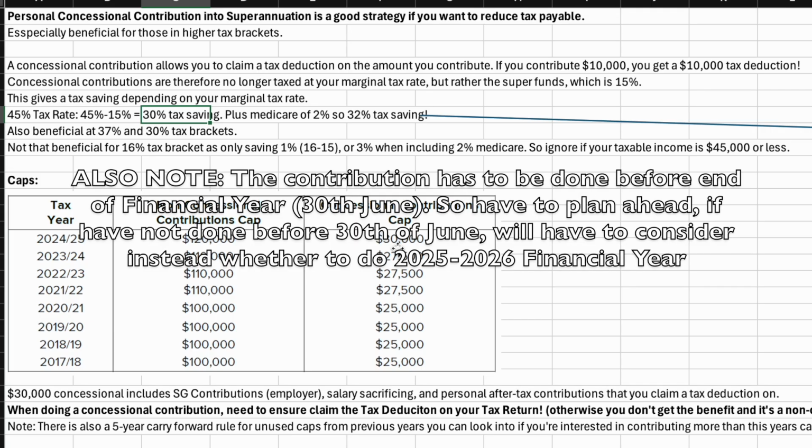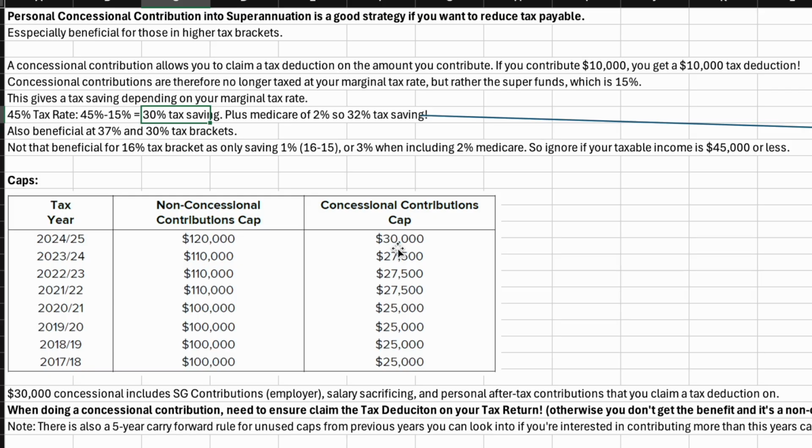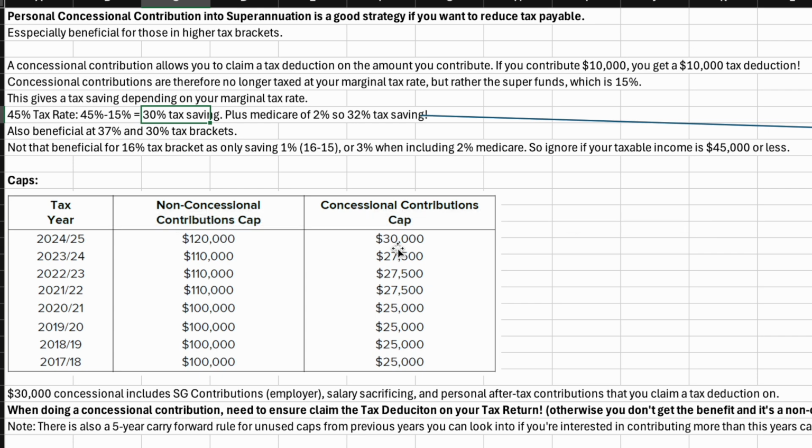Keep in mind your concessional contributions include the money your employer puts into super for you, so that 11.5%. It also includes any amount you salary sacrifice yourself, as well as any amount you personally put in from your after-tax money and claim a tax deduction on. So you can do this instead, if you like, as a salary sacrifice. It's achieving that same benefit. Or if you don't want to do that, you can do a personal concessional contribution and claim that deduction on your taxes. However, do note there is a cap to how much you can do in the year.